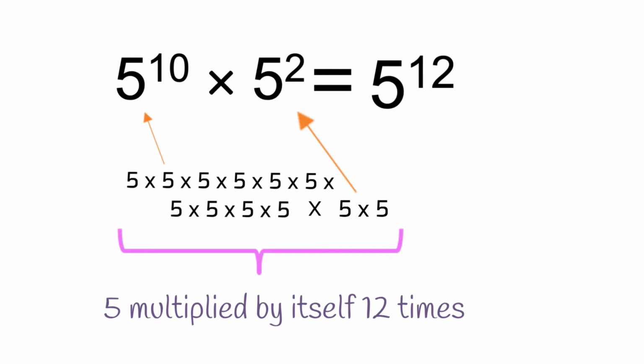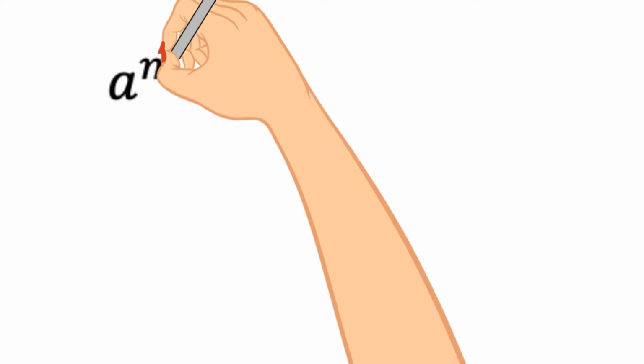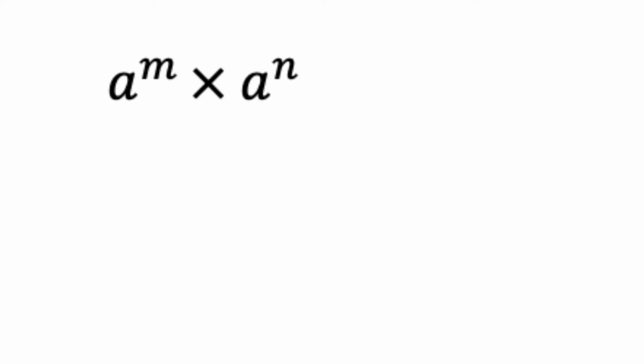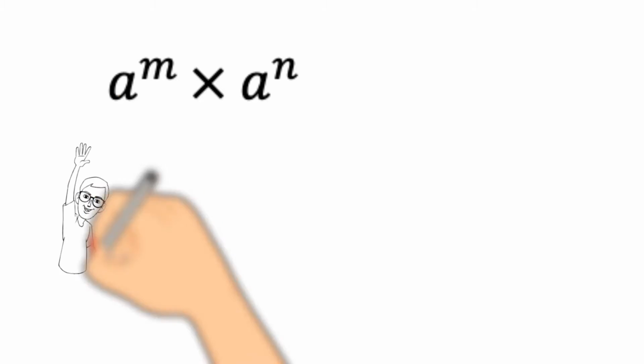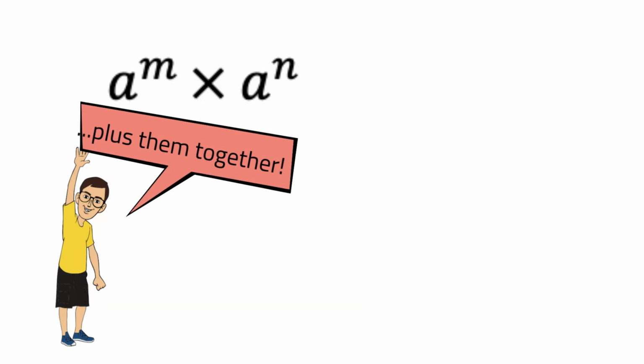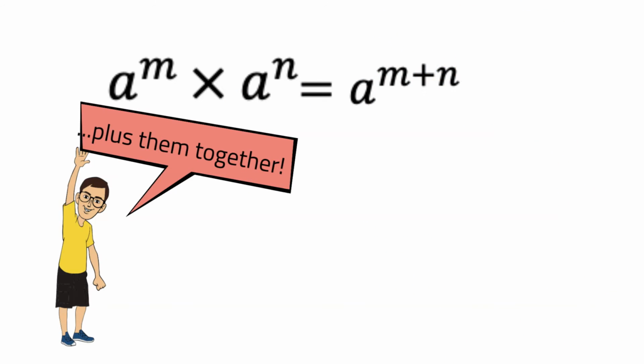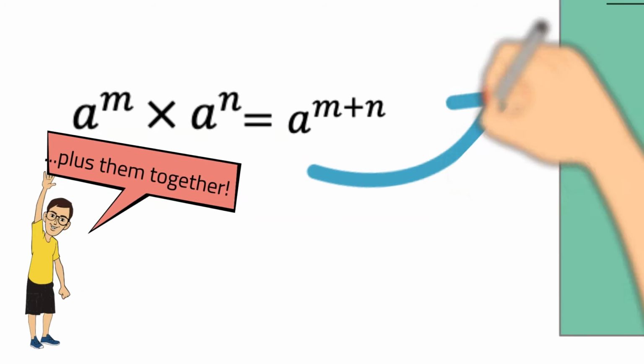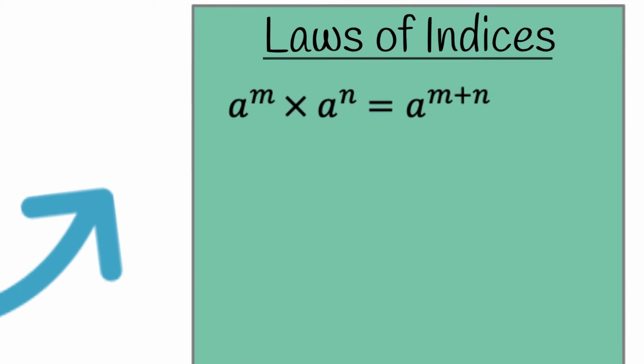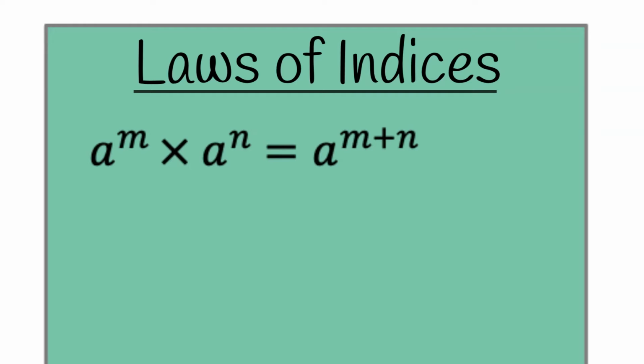I think you should have picked up on the pattern by now. Let's look at just a generic multiplication for this. If I want to simplify this expression, what do I need to do with the m and the n? That's right, we want to add them together. So this simplifies to a to the power of m plus n. And there's your first law. Please write it down in the section of the page you cornered off earlier.